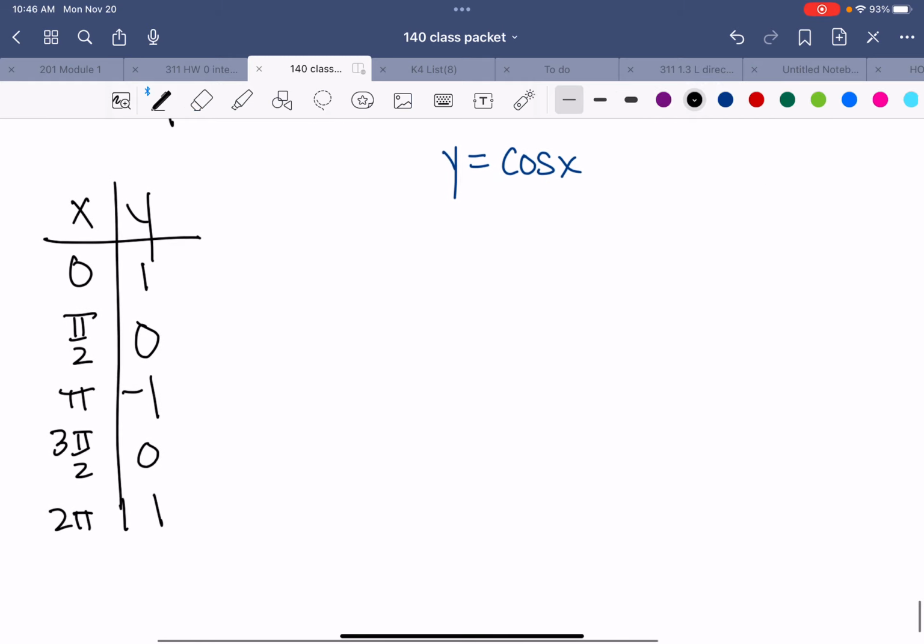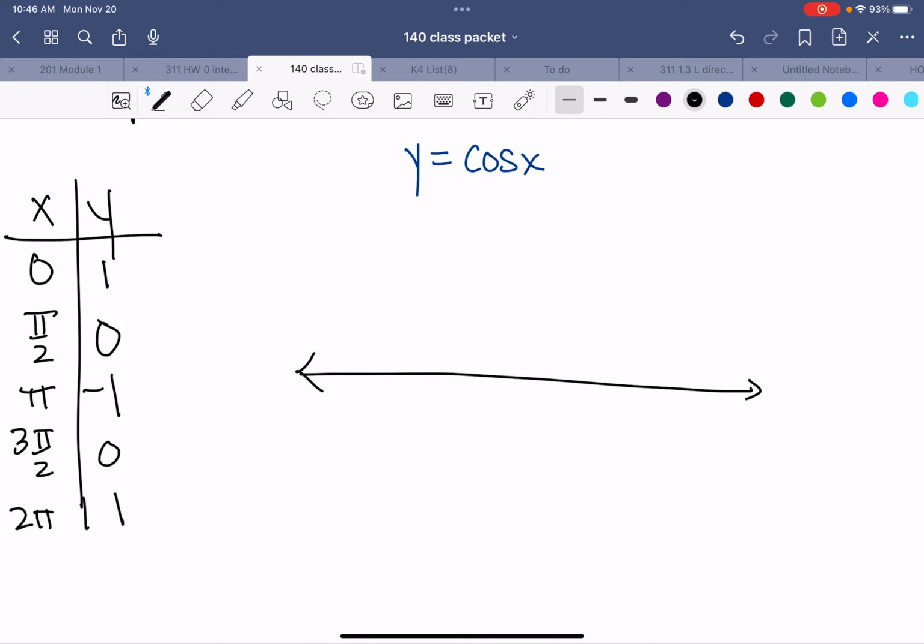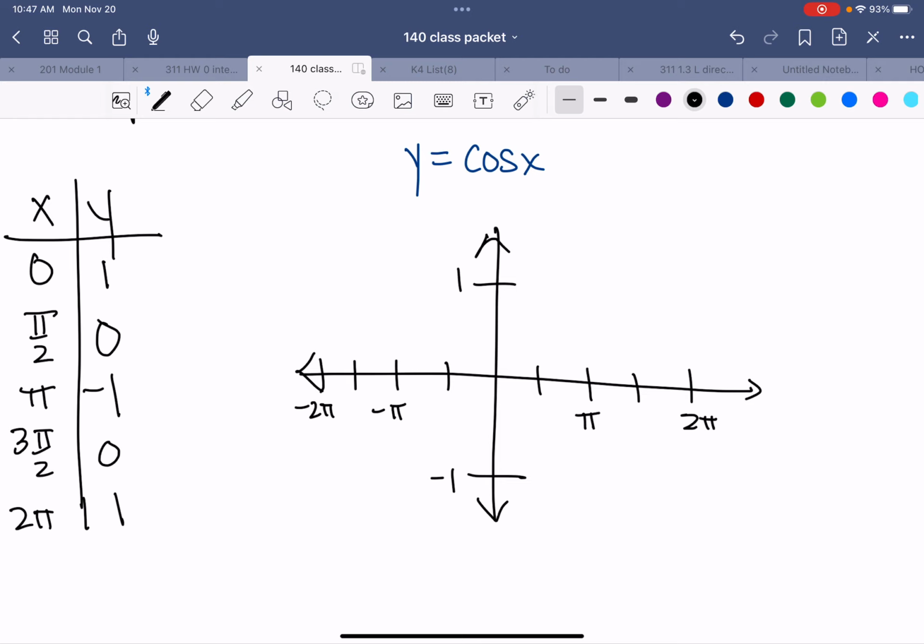So if we graph that one in the same kind of way, this is pi and 2 pi, negative pi and negative 2 pi. And the same kind of thing is true for cosine, right? Those values don't go above or below 1 and -1. So this time I get 0, 1. So I'm starting up at the top. At pi over 2, I'm at 0. At pi, I'm at -1. 3 pi over 2 is 0, and 2 pi is back at 1.